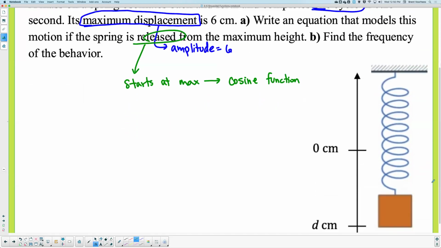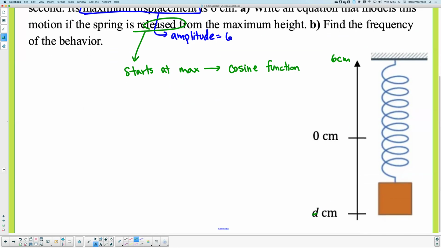So what they're saying is it's released at its maximum. This is 6 centimeters. They told us that. Displacement involves positives and negatives. So if that's 6 centimeters, what would this value down here be? I don't like that they use the letter D. That would be -6. That's displacement for you right there.